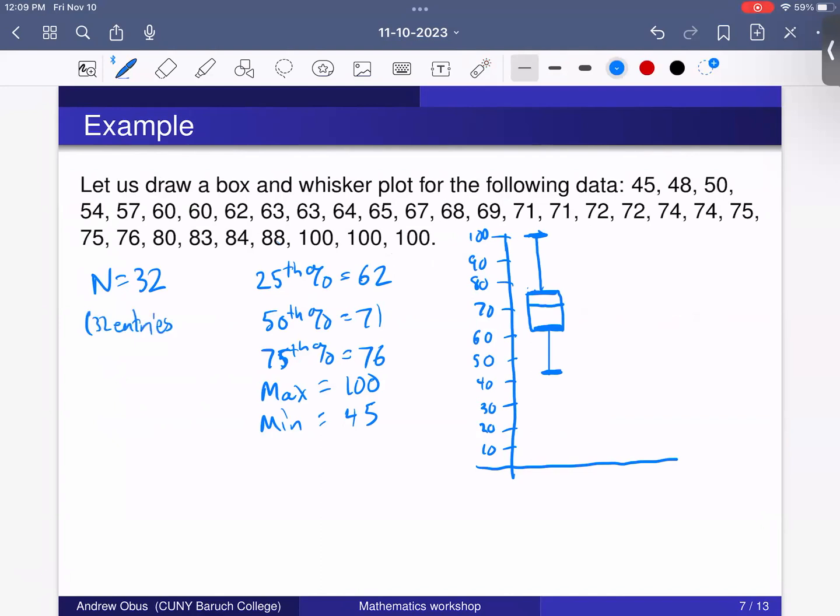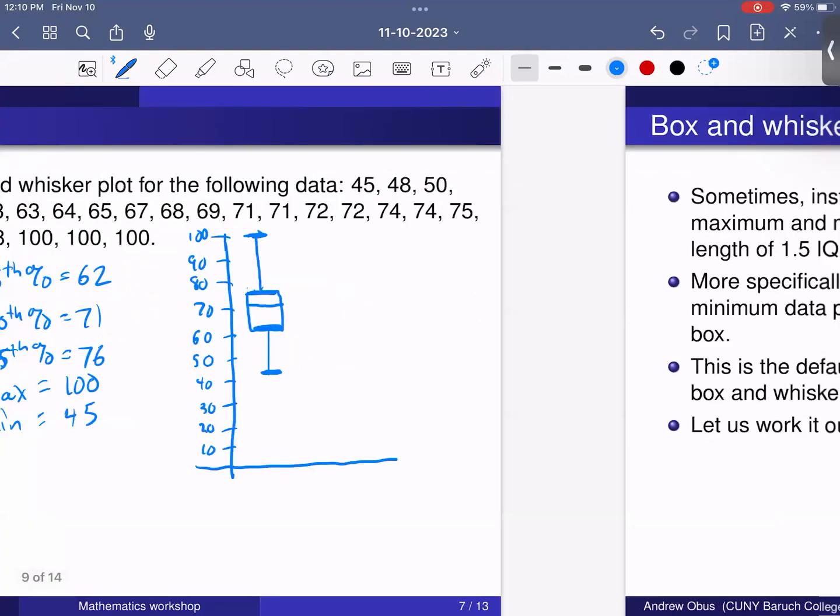Oh, sorry, 31 entries. You're right, 31. Thank you. That's a mistake. N should be 31. So there should be 31 entries. Okay. Thanks. Sorry about that. Yeah, so it's 31. Okay.